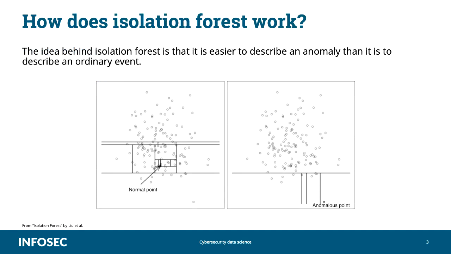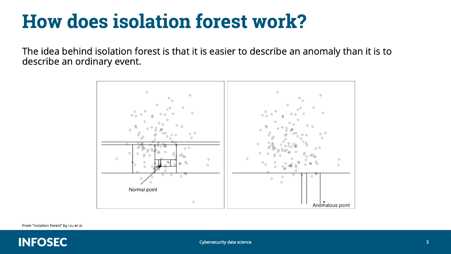The idea behind isolation forest is that it is much easier to describe an anomaly than it is to describe an ordinary event. To give an analogy, imagine that you have a pond of fish, and all the fish are the same gray color, but one fish is red. When you describe that fish, you simply say the red one. But if you wanted to describe one particular gray fish, you better have a name for it, or some other special characteristic. Otherwise, describing it is very tedious and long-winded.